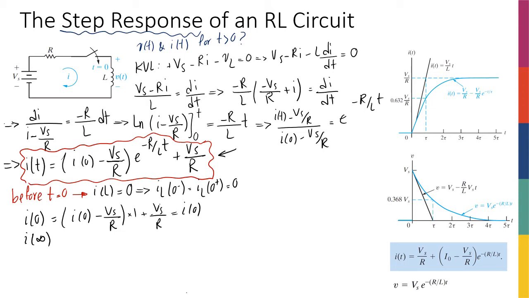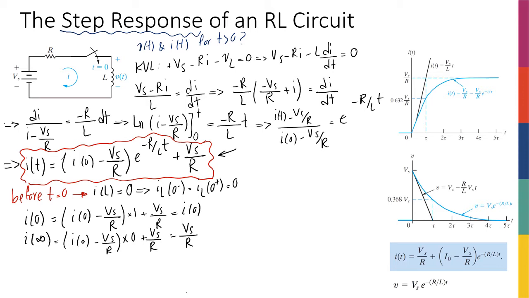So at infinity, I'm going to have I0 minus Vs over R times e to the power of negative infinity, because t is going to be infinity and negative something times infinity is negative infinity. E to the negative infinity is 0. So this entire term is going to be 0 plus Vs over R. So I'm going to have Vs over R.